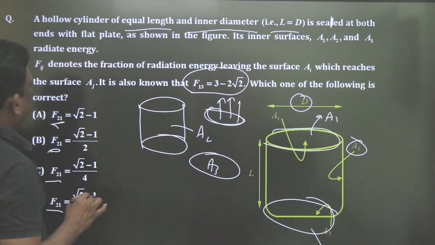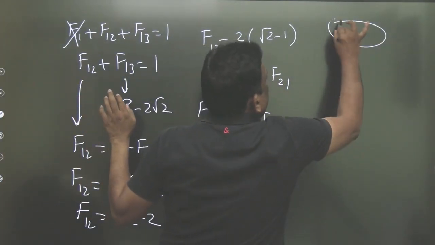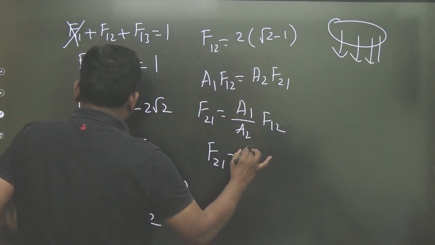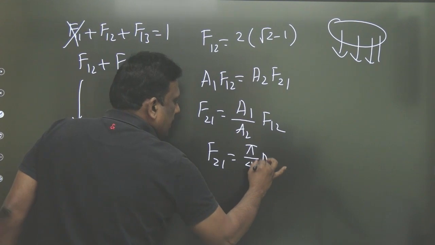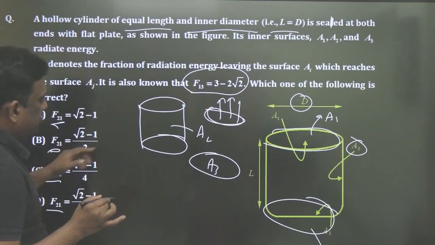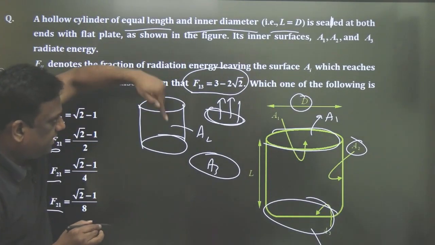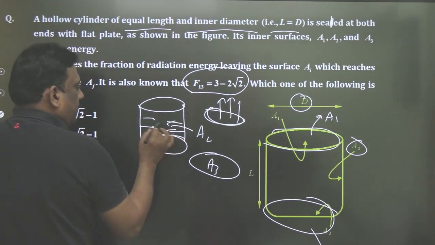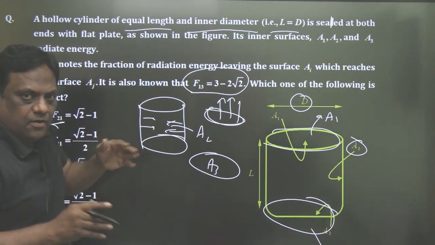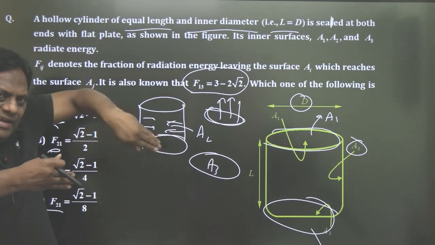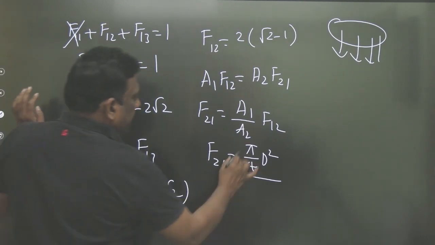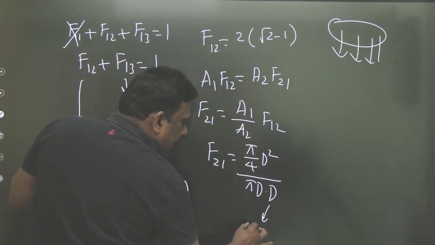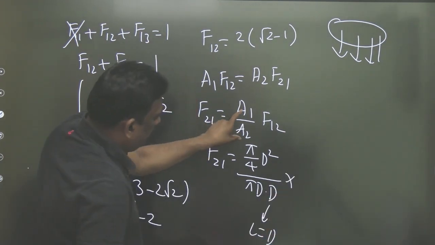Let me explain very clearly. This is a circular area, and the whole radiation is coming from the surface. So A1 is pi by 4 d square, divided by A2. What is A2? Look, everything here is the curved area, pi d into L. So A2 is pi d, and length is also d because L is equal to d, given, into A1 by F12.